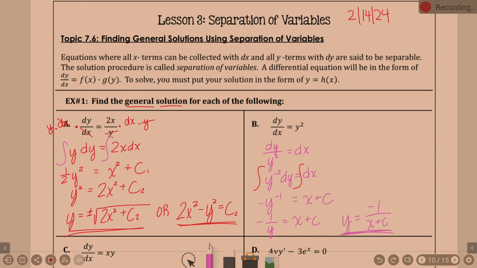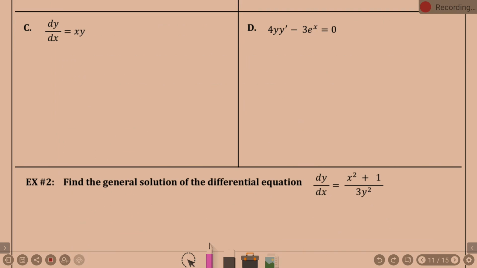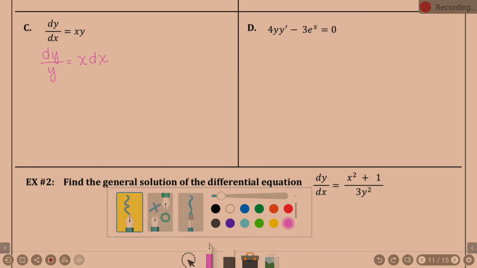Okay, let's try C. dy dx equals xy. Divide y from the left and multiply dx over, so it'd be dy over y equals x dx. There's my natural log of y. So you guys are good with Kylie and Doug in their first step, yes? My variables have been separated, so now I'm going to integrate.